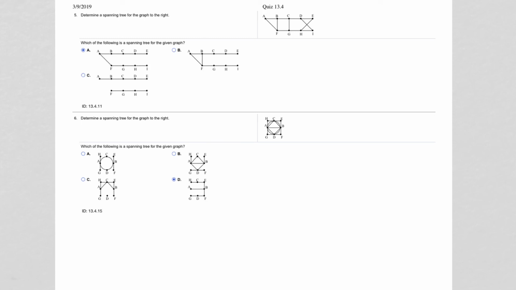Okay, so if we make some spanning trees, we just gotta make sure there are no polygons. So, whoops, there's a polygon there. This one's disconnected, so that can't be right. So it has to be A. As you can see, they're all connected and there are no polygons.